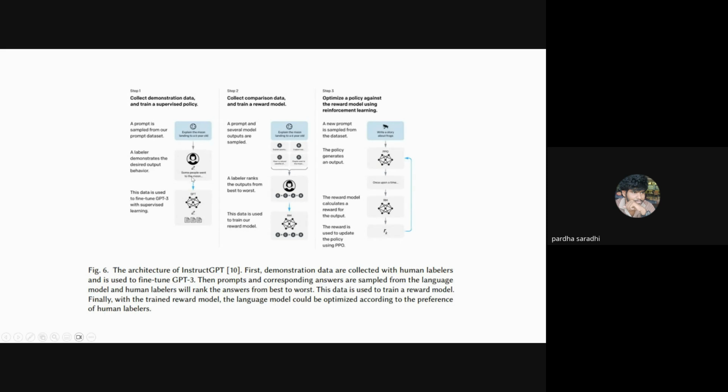And there is another thing called reward model training. Reward model training is where human labelers evaluate a range of model generated outputs for the same prompt and rank them from best to worst. These rankings are used to train a reward model that encodes human preferences. The reward model predicts how well a response aligns with human expectations.